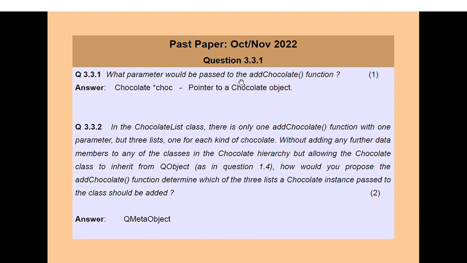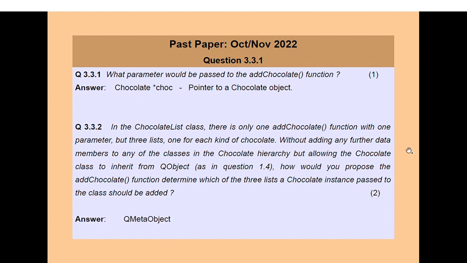What parameter would be passed to the add chocolate function? The answer would be a pointer to a chocolate object. Remember, we've used the factory method before, and the factory method returns a base class pointer pointing to the object that's been instantiated. So the parameter that would be passed would be a pointer to the base class chocolate object. Then in the chocolate, this class has only one add chocolate function with one parameter, but 3 lists, one for each kind of chocolate.